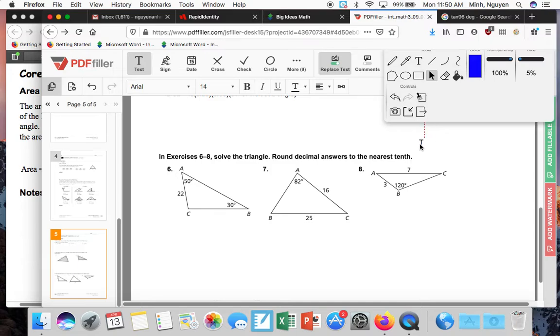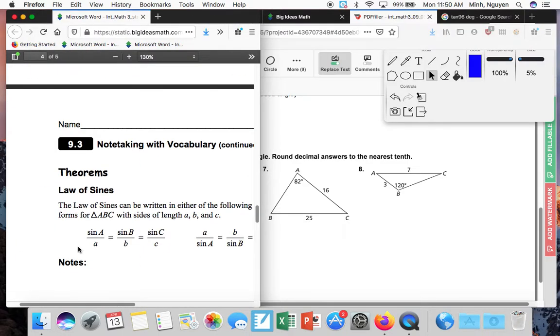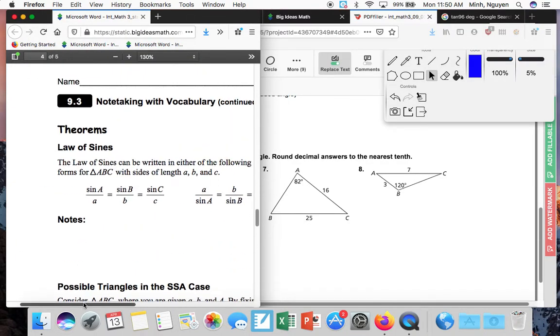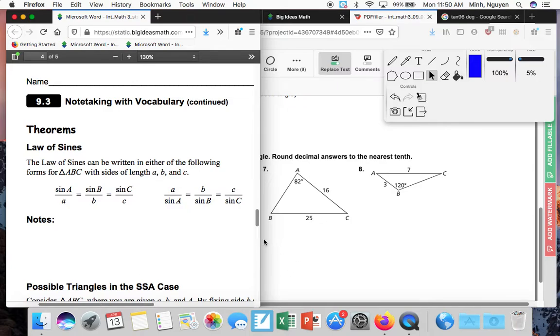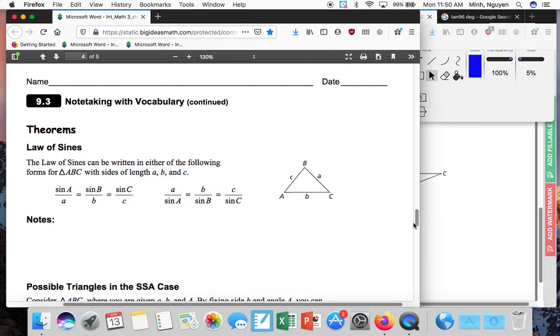In exercises 6 through 8, solve the triangle, round decimal answers to the nearest tenth. So what this means is, solve means find everything that we don't know, which includes all sides and angles. And so for this, we have the law of sines. The law of sines can be written in either of the following forms for triangle ABC with sides of length A, B, and C. So it basically just shows a relationship of proportionality. So sine of angle A over A is equal to sine B over B, and then sine of angle C over C. And then it could also be framed the other way around.